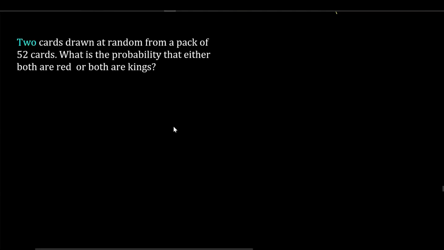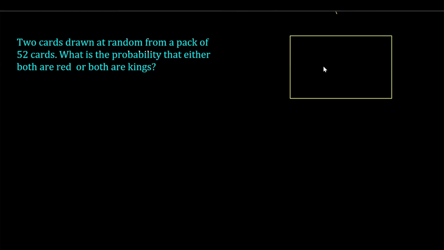In this question, he says two cards are drawn at random from a pack of 52 cards. The question is, what is the probability that either both of them are red or both of them are king? So we can understand first of all using the Venn diagram over here.